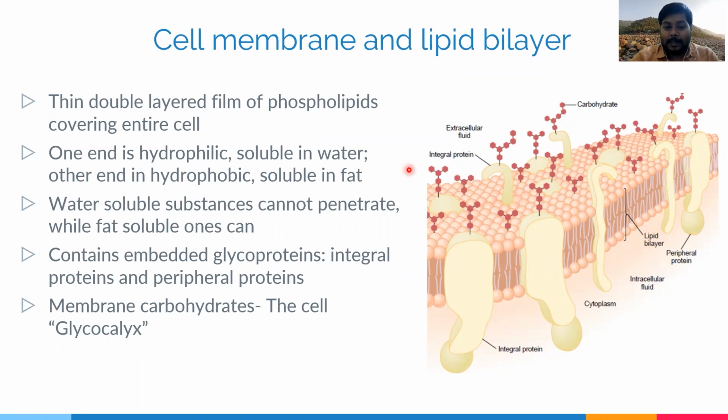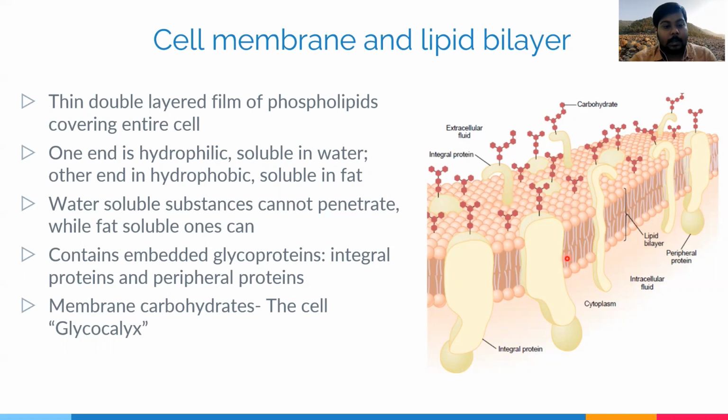It is composed entirely of lipids as well as proteins. The approximate composition of the proteins is 55%, phospholipid 25%, cholesterol and other lipids are around 17%, and finally, carbohydrates are also present in the cell membrane, which contribute 3% to the total composition of the cell membrane. The structure is a lipid bilayer. So what do we mean by a lipid bilayer?